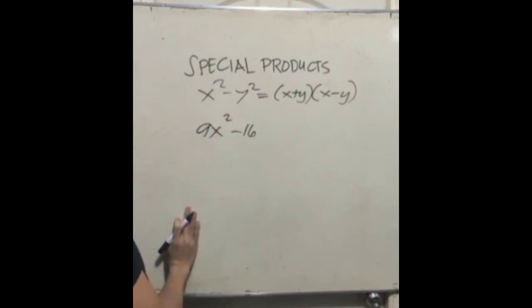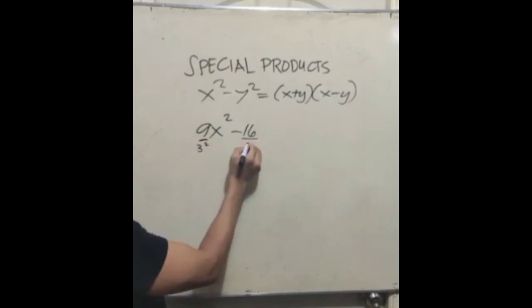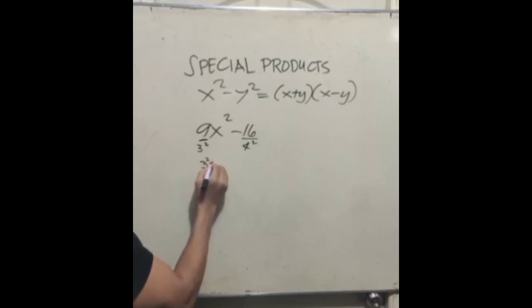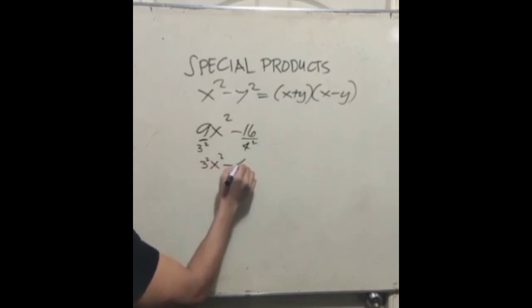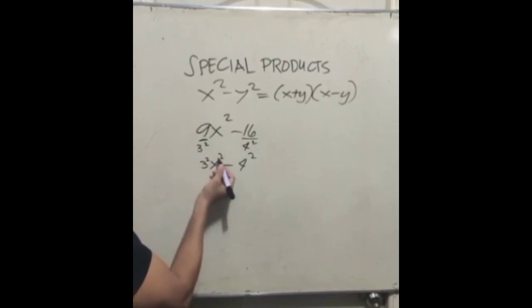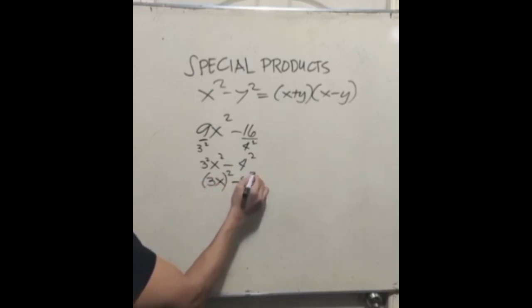Okay, so 9x squared minus 16. Remember that this one is 3 squared, right? And then this one is 4 squared. So you can say 3 squared x squared. And then minus 4 squared, right? Now, let's put it out. The exponents here, let's put it out because pareho silang 2. So we have 3x and then square minus 4 squared, right?